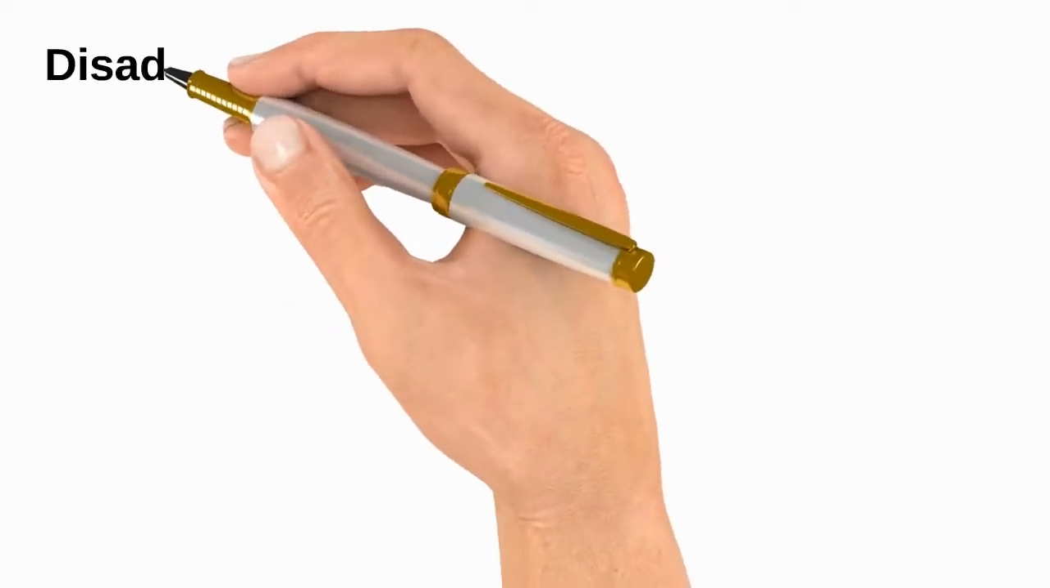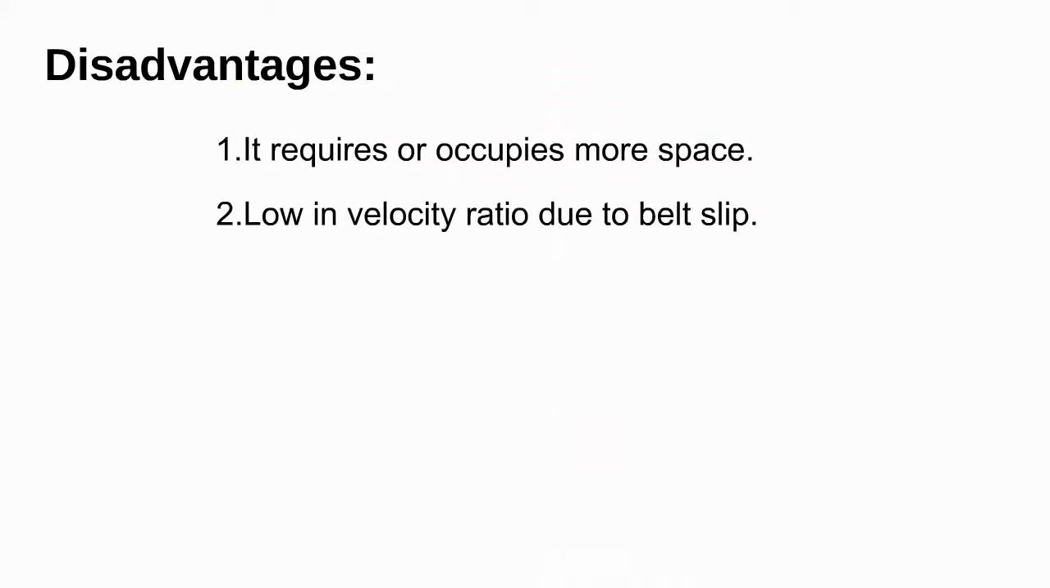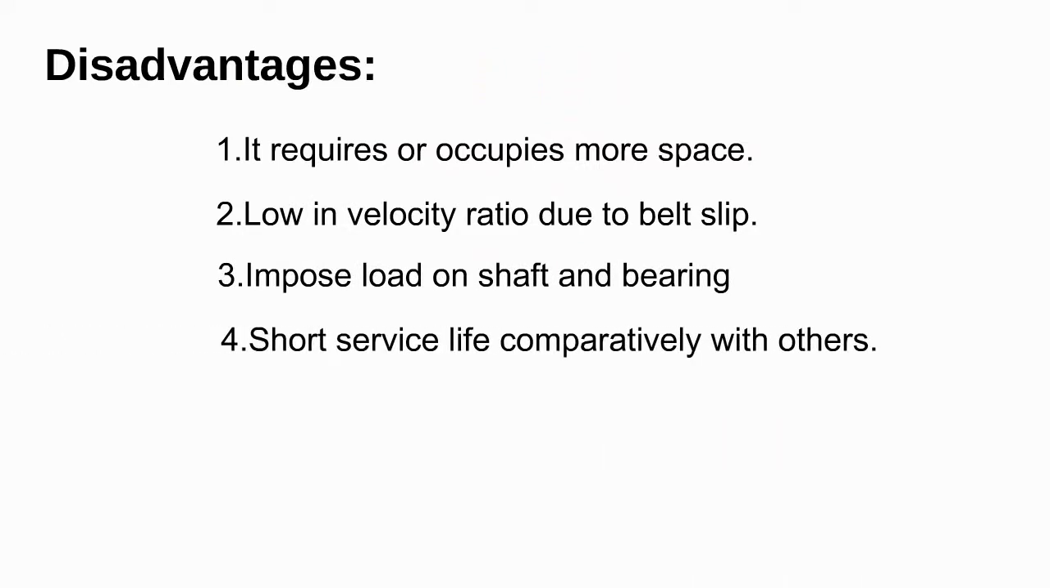Even though they have some demerits, let's see the disadvantages. It requires or occupies more space. Low velocity ratio due to belt slip. It imposes load on the shaft and bearing. Short service life compared with others. Some power loss may happen.